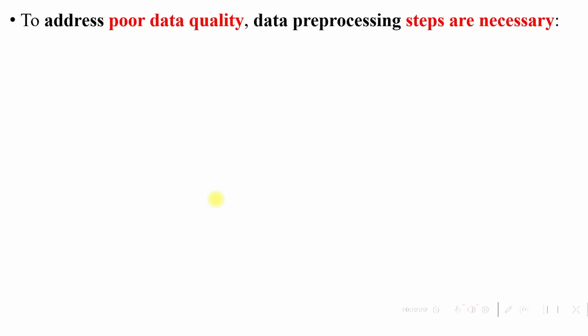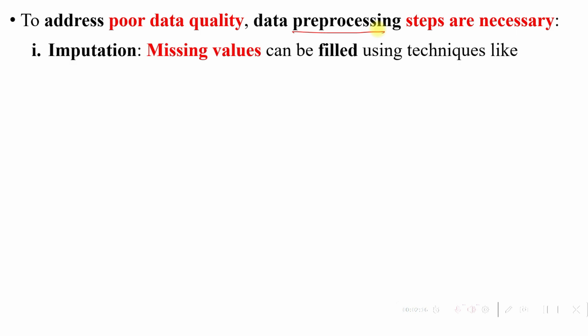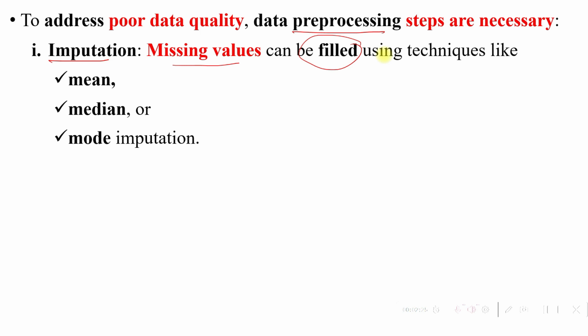To overcome this, the data pre-processing steps are very important. We apply data pre-processing steps in order to overcome poor quality data representations. First one is imputation. The missing values can be filled using different techniques like mean, median, or mode imputation. We replace the missing values by using the mean, median, or mode.